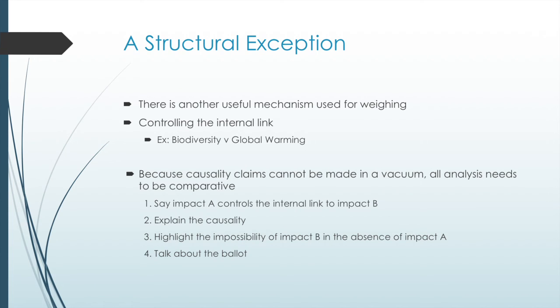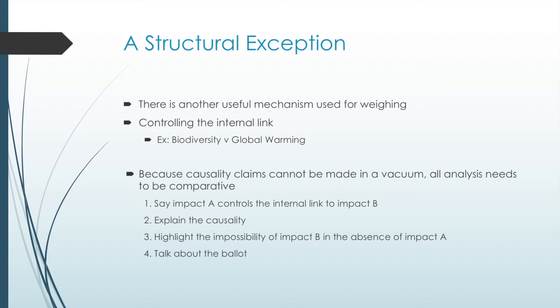Because causality claims cannot be made in a vacuum, all analysis needs to be comparative. What I mean by that is that we can't just say for step 2, oh, hey, biodiversity is really good for internal link, and global warming is really bad for internal link for step 3. We need to do direct comparison between the two. So we should be talking about both in every step.